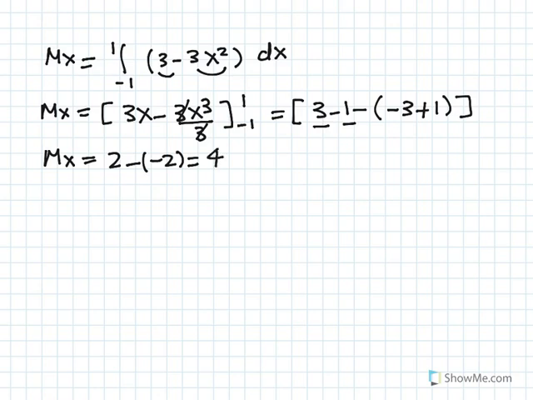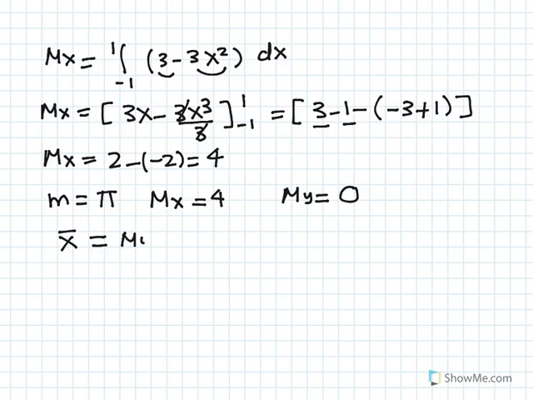All right, let's review what we have found. The mass of the region is pi. The moment with respect to the x-axis is equal to 4. The moment with respect to the y-axis is 0 due to symmetry because the region was symmetric about the y-axis. X bar, the x-coordinate of the center of mass, is the moment with respect to the y-axis divided by the mass. So we get 0 divided by the mass, which is pi. 0 divided by pi is just 0. So x bar is 0.